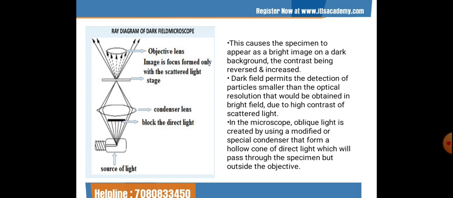In the microscope, oblique light is created by using a modified or special condenser that forms a hollow cone of direct light, which will pass through the specimen but outside the objective.